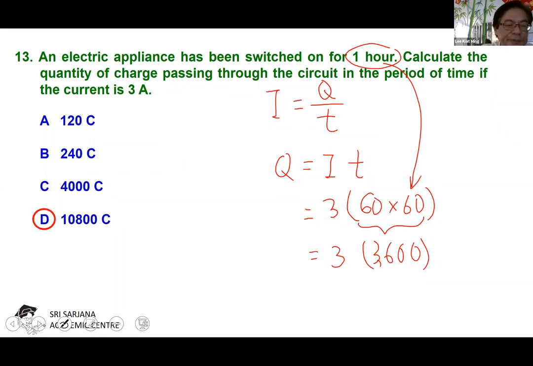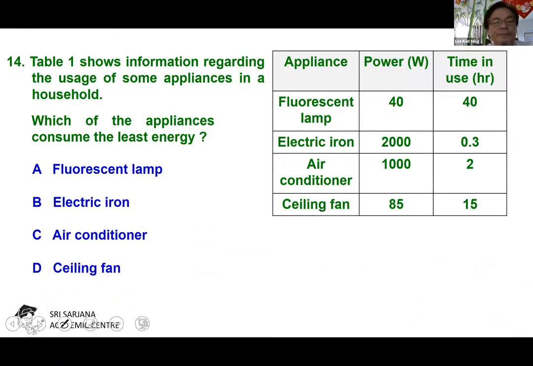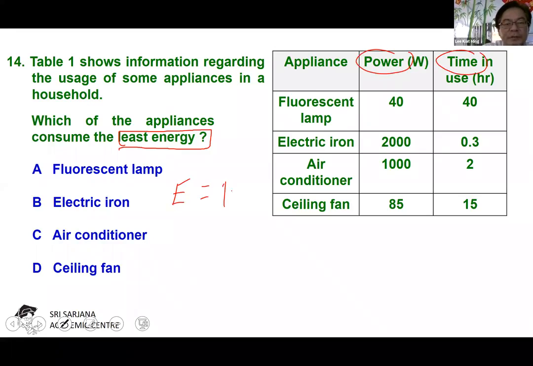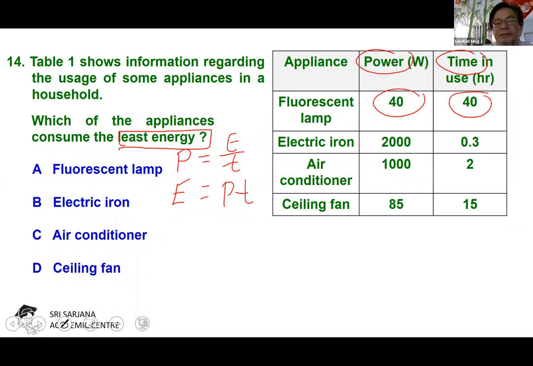Okay, I'm going to go on to the next one. Which of the appliances consumes the lowest energy? Then you use the formula. They give you power, they give you time. So the energy will be equal to PT. If you wonder where it comes from, the basic formula you studied in Form 4, power equals energy over time. So cross multiply, energy equals PT. So what you do is you multiply this and this.